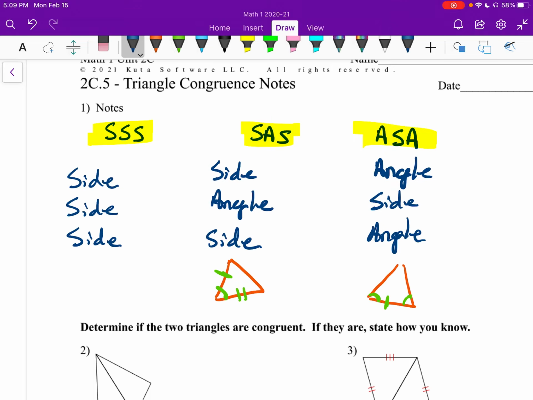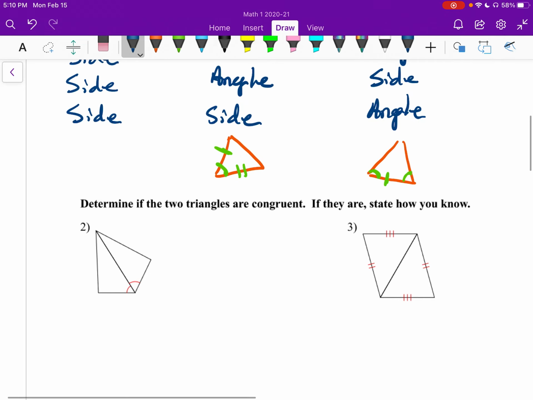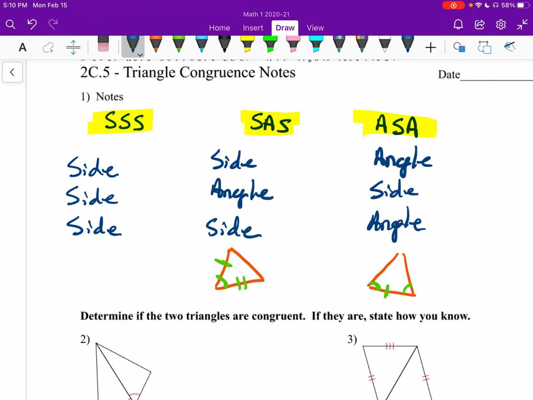Next up, we have SAS. If two triangles have two congruent sides and the angle between them is congruent, then we know that the whole triangle is congruent. Lastly, angle, side, angle. If we have two angles and the side between them that's congruent, then we know the two triangles are congruent. So what we're going to be doing is we're going to say yes or no, are they congruent? And then we're going to say, how do we know they're congruent? And that's always going to be SSS, SAS, or ASA.